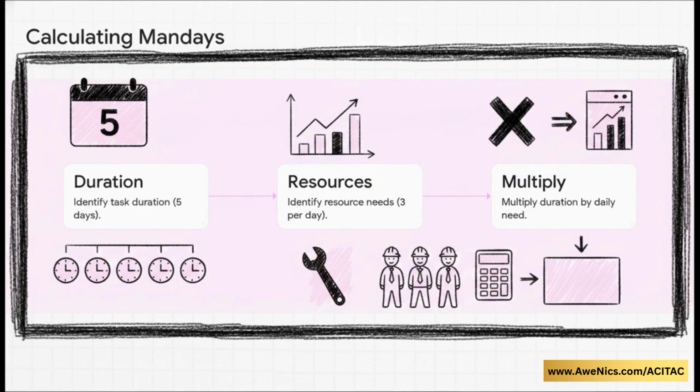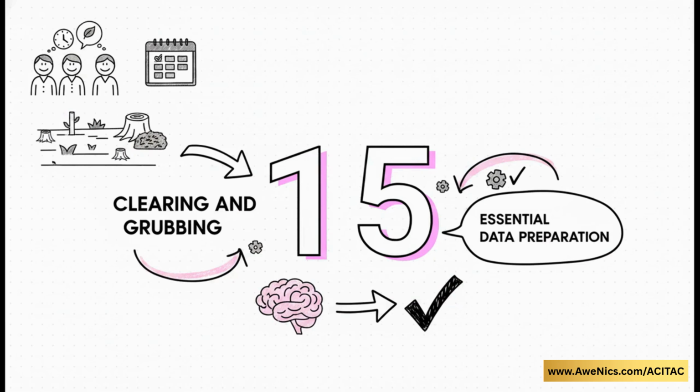Now, your software will do this automatically, but you really need to understand the underlying logic. Step 1, we identify the task duration, which is 5 days. Step 2, we look at our daily resources. Our prepared data tells us we need 3 laborers per day for this specific task. Step 3, we simply multiply that duration by our daily need. Boom, which gives us our answer, 15 man days. 3 laborers working for 5 days equals 15 man days of total work effort for the clearing and grubbing activity. It's incredibly satisfying when the data aligns perfectly like that, giving you an exact metric of the required effort.